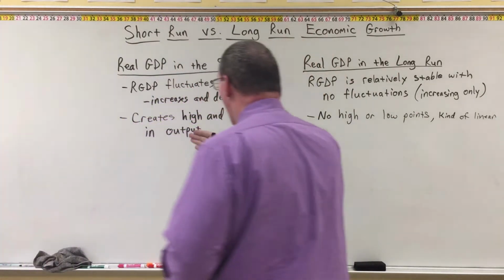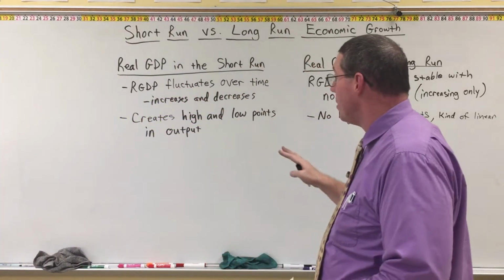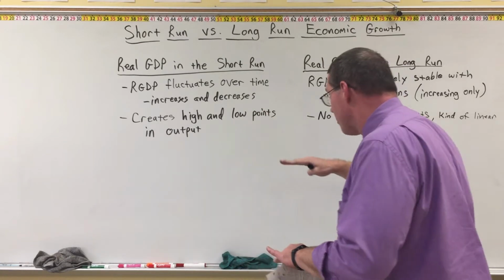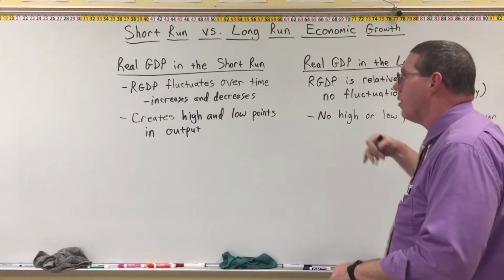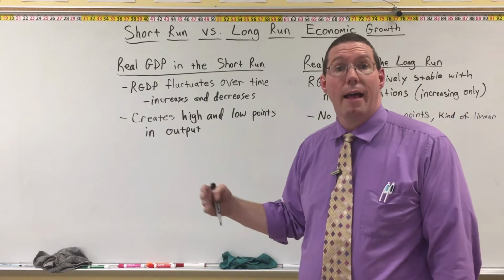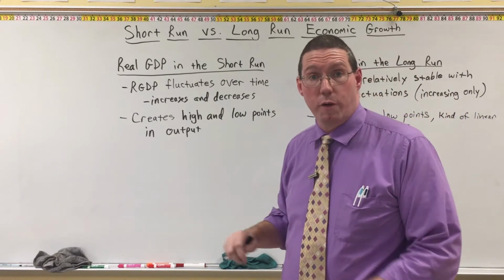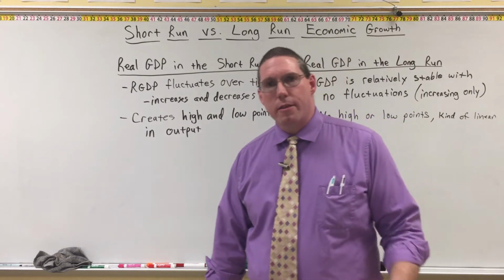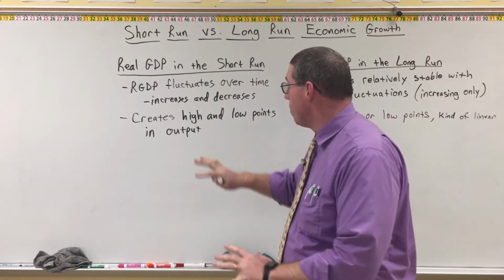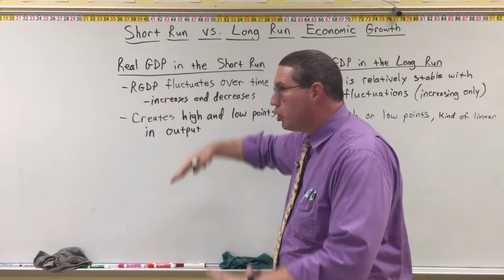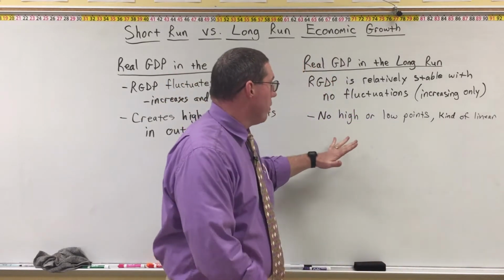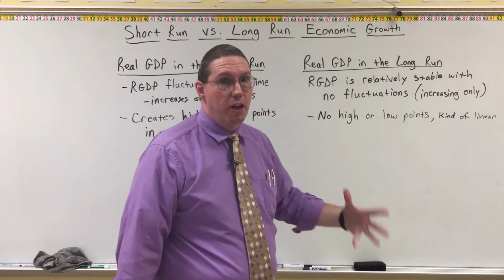But when I draw on a graph real GDP in the short run, you're going to see that it fluctuates. It goes up sometimes, then it comes down, then it goes up, then it comes down, and that makes it a curvy line instead of a straight line. So now the question is, why is it that from one point of view, real GDP fluctuates up and down, but from another point of view, real GDP does not fluctuate at all?